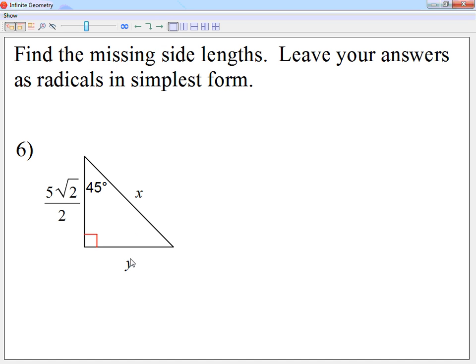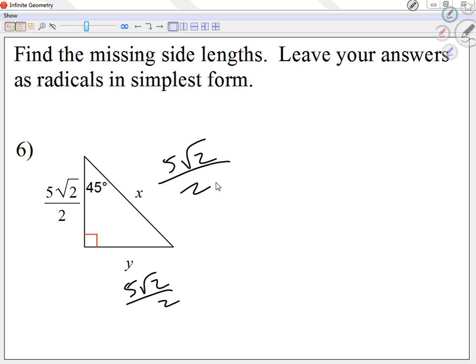So looking at y, since this side is 5 radical 2 over 2, to look at y, I'm going to write 5 radical 2 over 2, because it's the same thing. To get the hypotenuse, let me write 5 radical 2 over 2 to begin with, but I know in this case I have to multiply it by radical 2. So I'm going to put it on top. So 5 radical 2 times radical 2, isn't that 5 times 2, which is better known as 10? At the bottom we have a 2. So 10 over 2, we're going to call that 5.